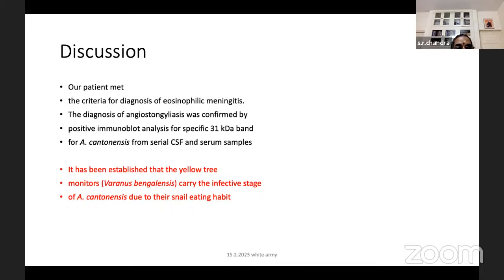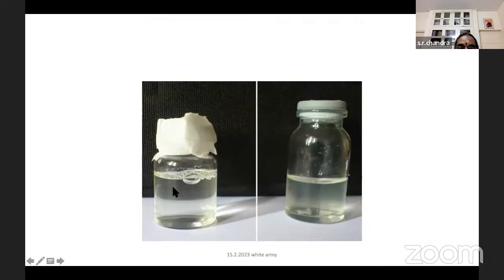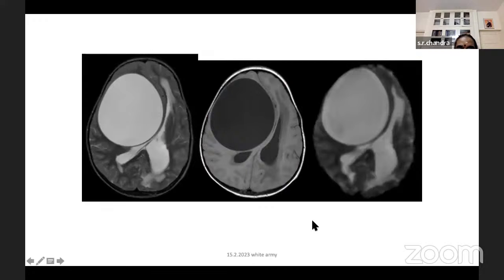It is due to the snail eating habit of the monitor lizard. The monitor lizard gets infected from the snail, and that gets into man when he eats that. And this was the MRI picture of the patient, non-specific changes. So we struggled to get a diagnosis. Only when the friend gave the history, we could get it. The CSF was cloudy, and this shows the organism. During the course of treatment, the amount of eosinophilia was very high, and then it reduced slowly during treatment.